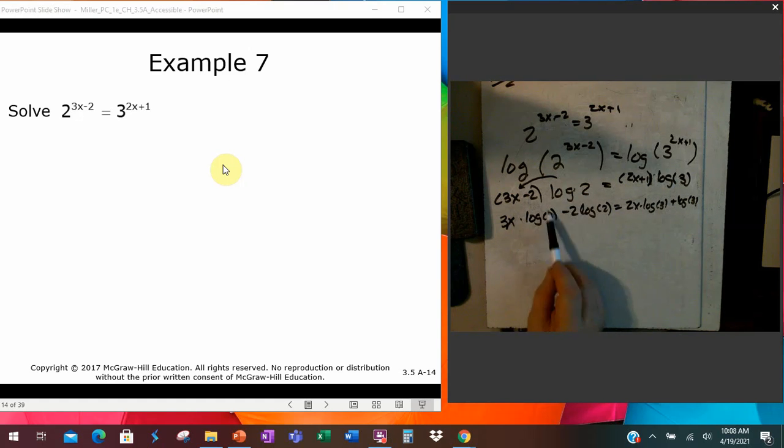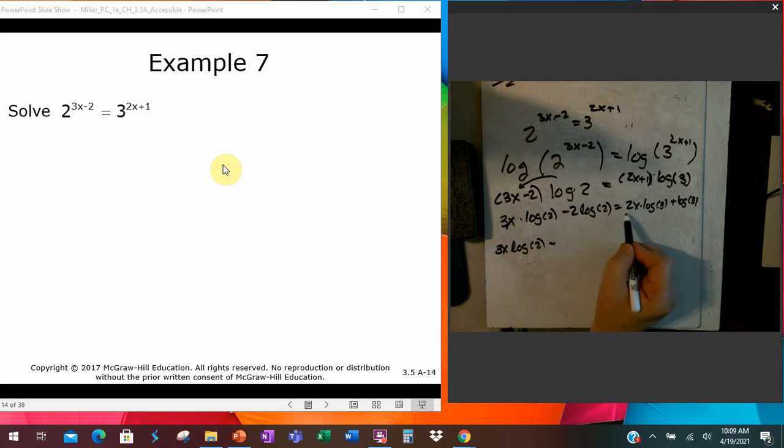Now, I've got x multiplied here, x multiplied here. I could actually multiply these two numbers, 3 times the log of 2 is a number, and then work those together. But anyway, I want to get all my x's on one side. 3x log 2 minus, because I'm subtracting this off from both sides, minus 2x log 3.